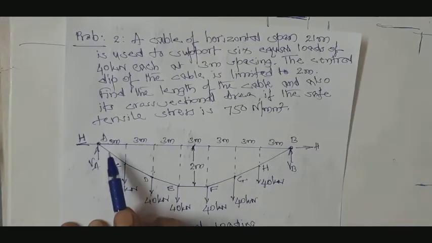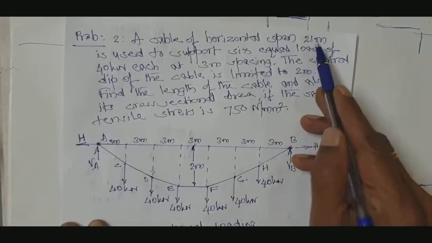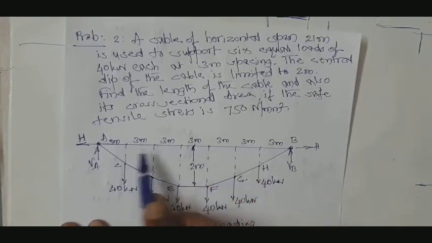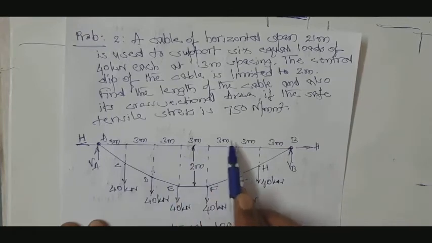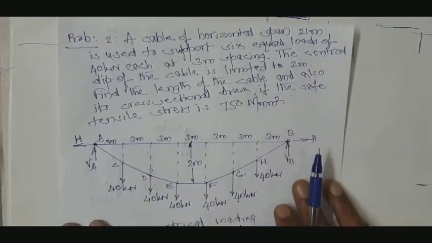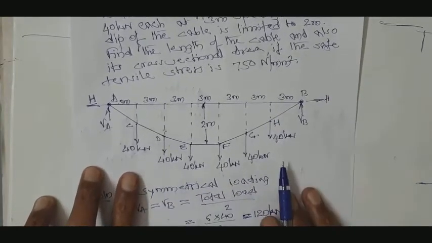Means it makes 7 divisions. 6 loads means 7 divisions. 21 divided by 7 means 3 meter. So 3 meter, 3 meter, 3 meter, 1, 2, 3, 4, 5, 6, 7. 7 into 3 is 21. Span is 21 meter. So it is supporting 6 equal loads like this.